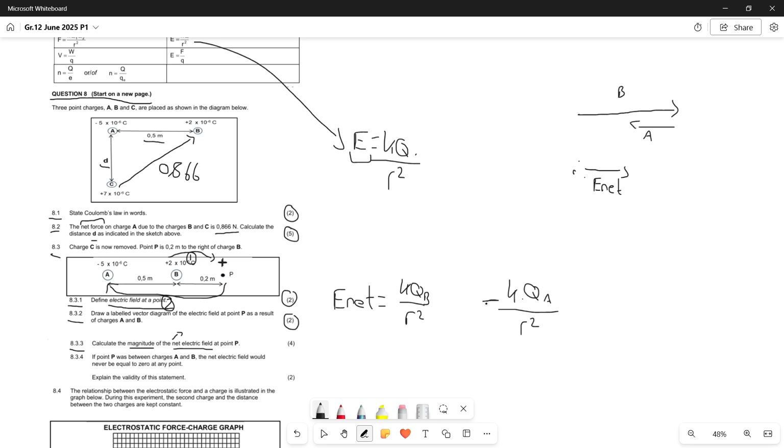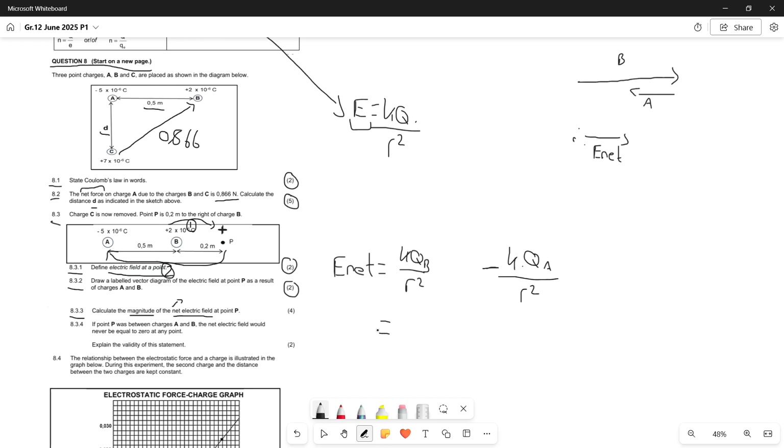And then also the fact that we have a minus here, it means when we plug our QA in, we do not have to plug in the negative there as well. We don't want to double up. What we want to do is put the minus outside and then just put the actual value for it, ignoring the negative in front of the 5. So our E net is what we want. Our K on our constant sheet is 9,0 times 10 to the 9. Our Q of B is 2 times 10 to the negative 6. And our distance between them is 0.2 meters squared.